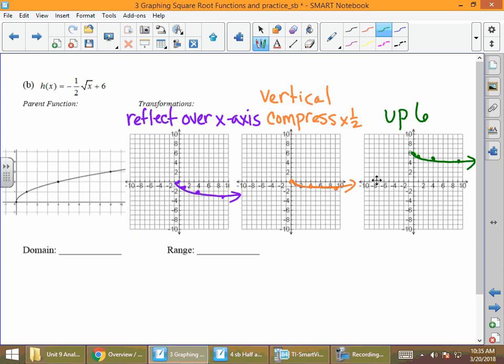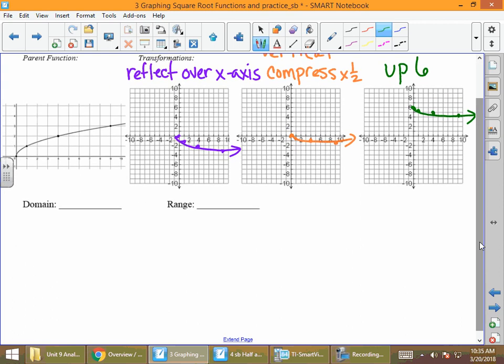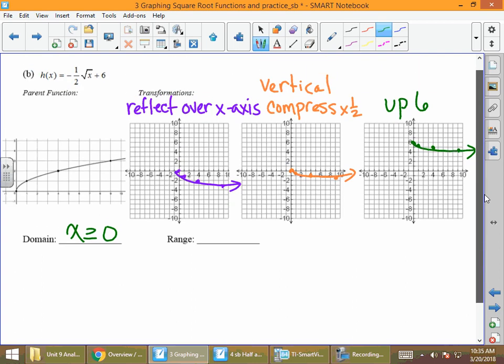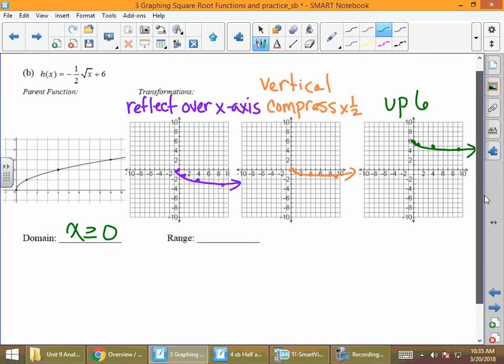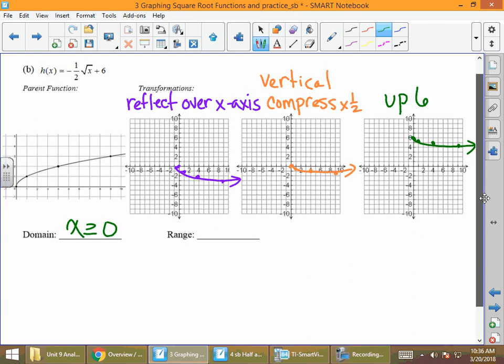Once we get the picture, then we want to determine what's the domain and what's the range. Looking at the green graph in this particular case, our point that's farthest to the left, which also happens to be the starting point of the graph, is at 0. And then all of the values to the right. So this is x is greater than or equal to 0, which is how we would set it up to start for the algebraic way as well.